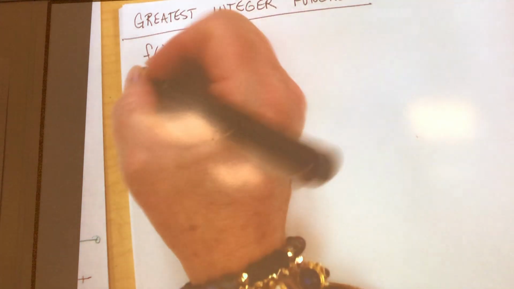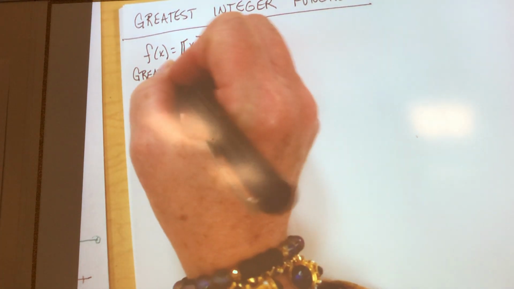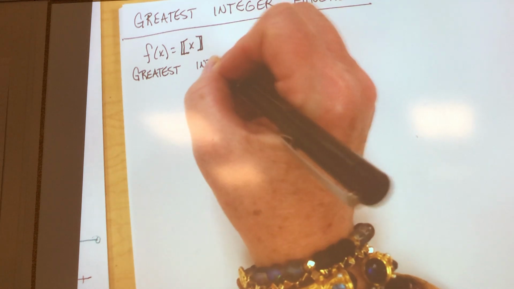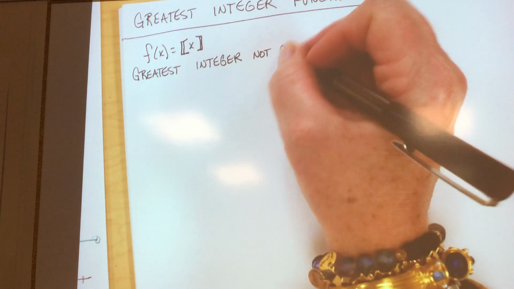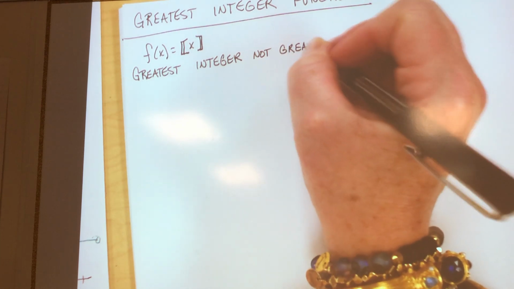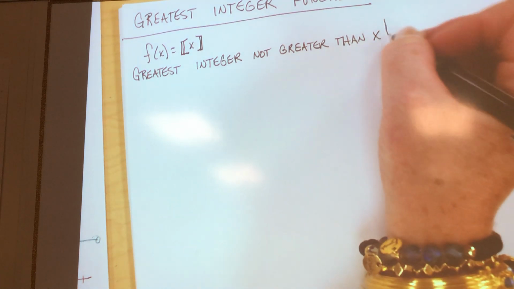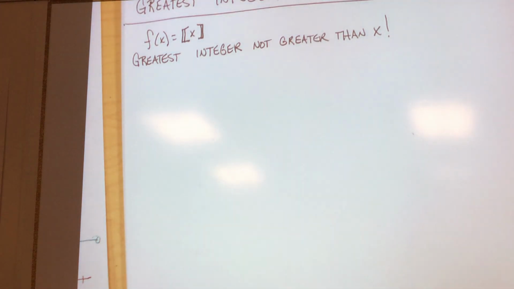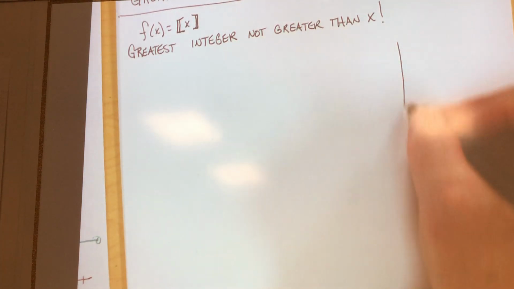All right, so it is the greatest integer not greater than X. Okay, that's what it means. I want the greatest integer not greater than X. Can it be equal to X? Yes, as long as it's not greater than X, I'm good. Okay, so I'm going to make me a little graph.